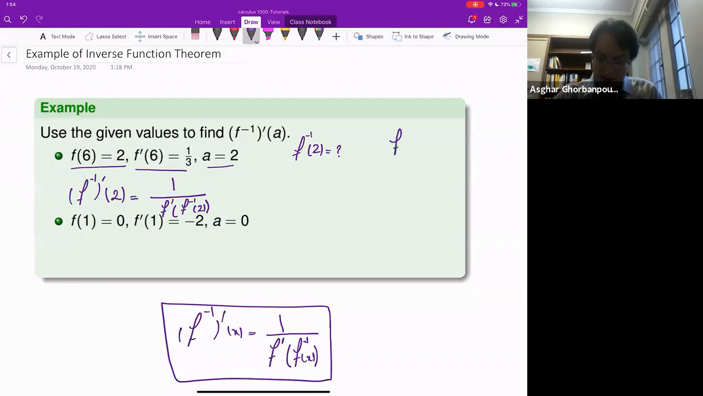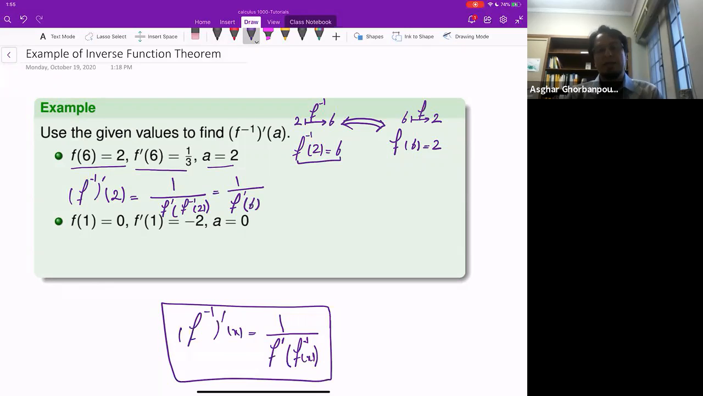You see, when you have f at 6 is equal to 2, remember, it means that f sends 6 to 2. Then you know that f inverse goes the other way around. The f inverse will send 2 to 6. In other words, f inverse at 2 is going to be equal to 6. So this is 1 over f prime at 6. F prime at 6 is 1 over 3. So I have 1 over 1 over 3. Well, you simplify that, you get 3.